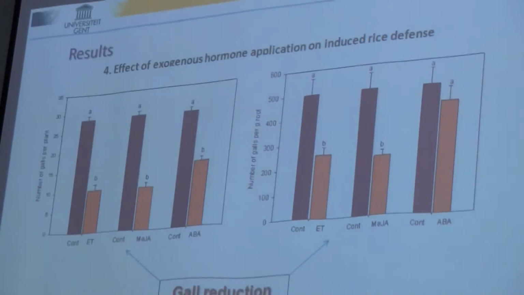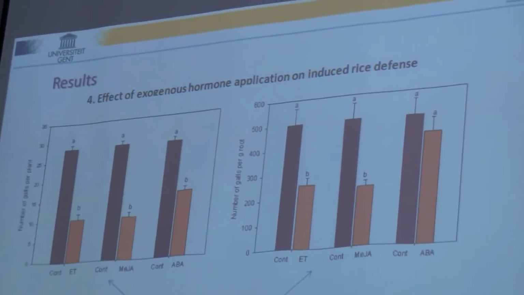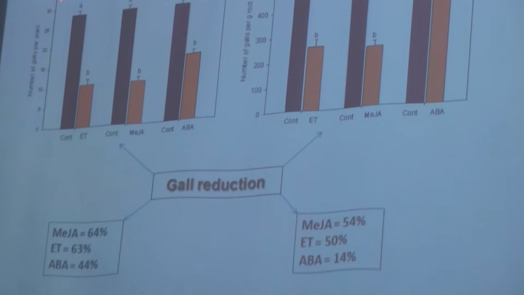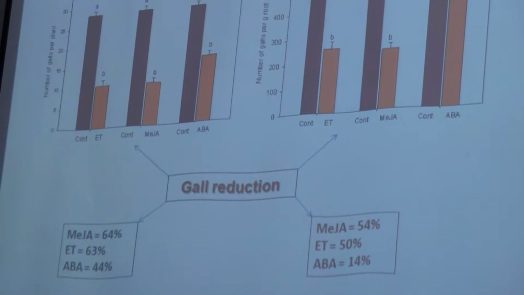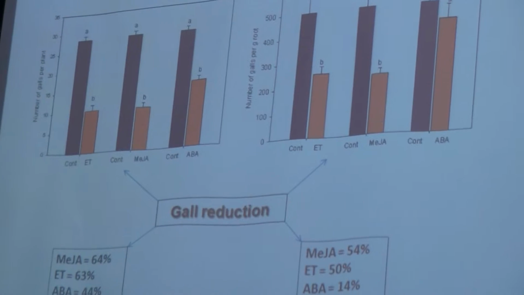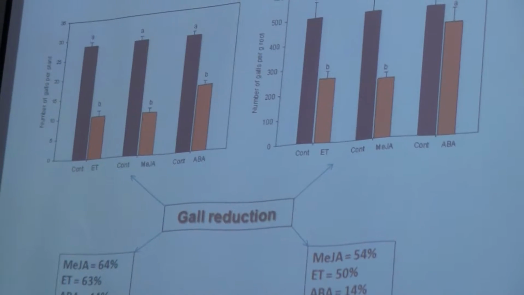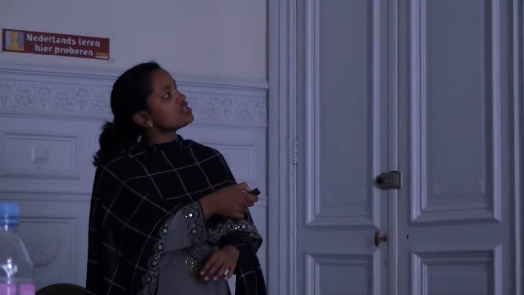For the other three hormones, the induced defense against nematodes was investigated in terms of number of galls per plant and number of galls per gram of root. All three hormones significantly reduced the number of galls per plant. Among them, ethylene and methyl jasmonate are the most effective ones. In terms of number of galls per gram of root, only ABA treatment had no significant difference.